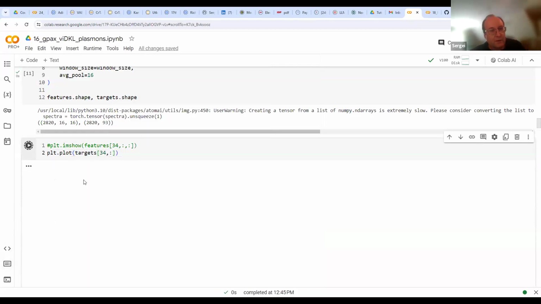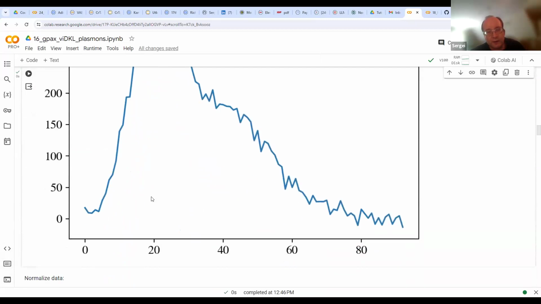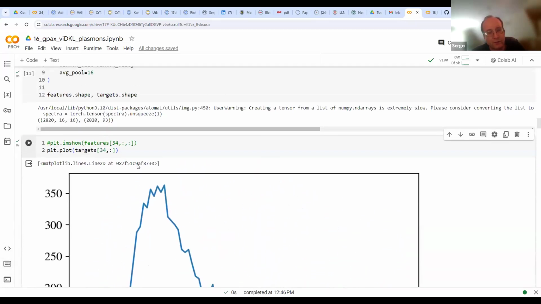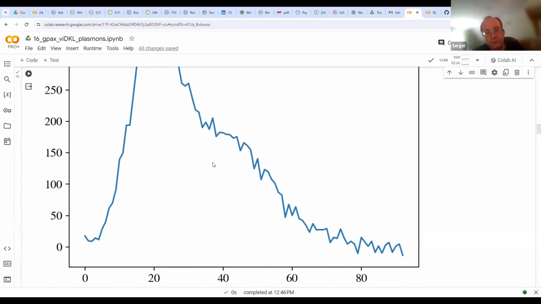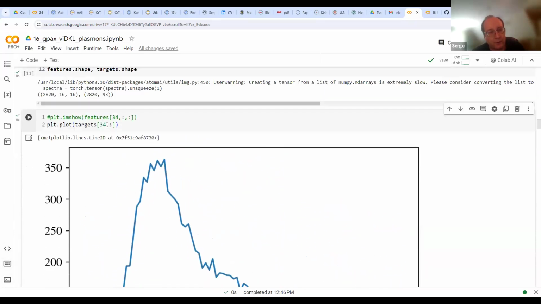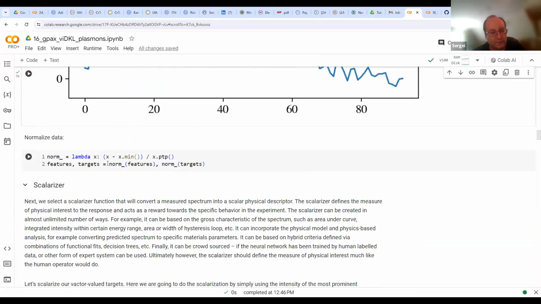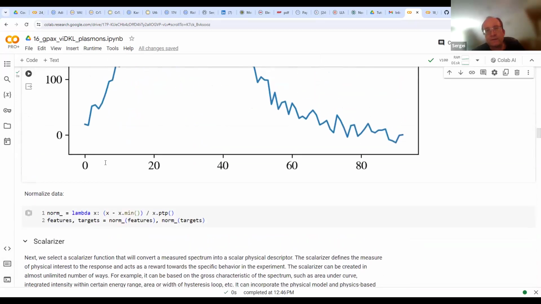So this is how the spectrum will look like. So this is the spectrum at the same location. Of course I can show both of them, but in this case we've chosen them to be large. So I can look across our data set and see how the spectra look like and how the images look like. So this is the access to the data.